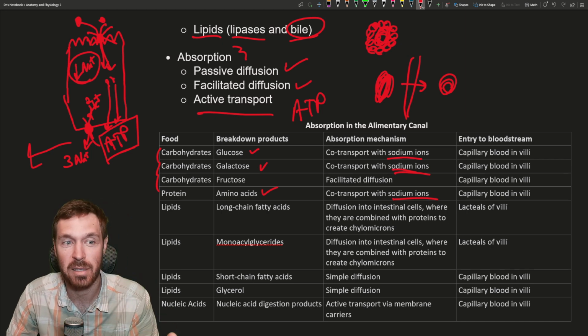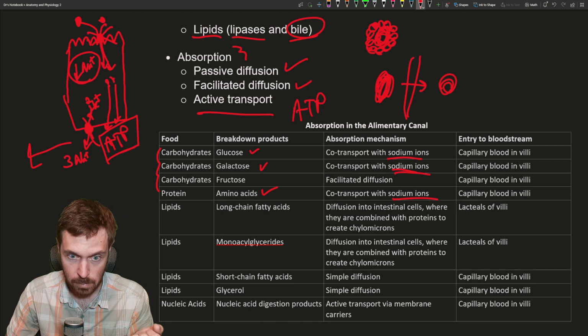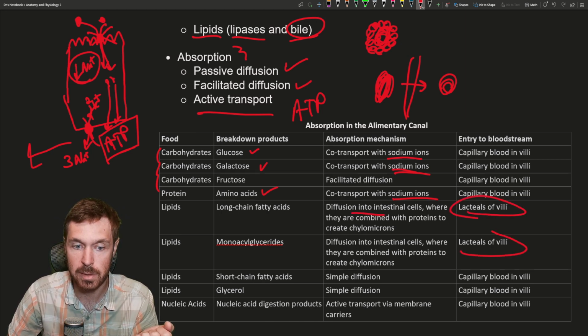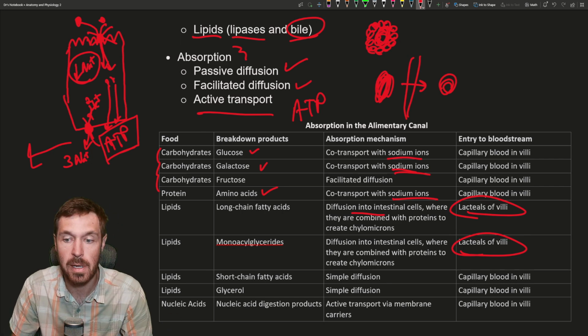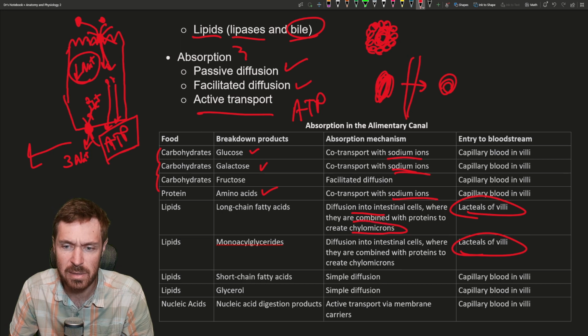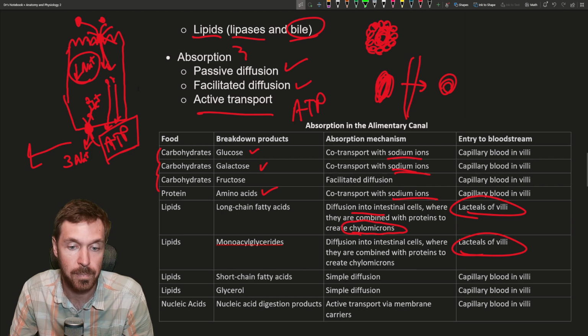So that is active transport requiring ATP. And then lipids here, these just go through regular diffusion into the lacteal. So don't worry about the different types of lipids, but they are diffusing right into the lacteals via these little structures called chylomicrons. So it's a protein lipid structure that helps the absorption.